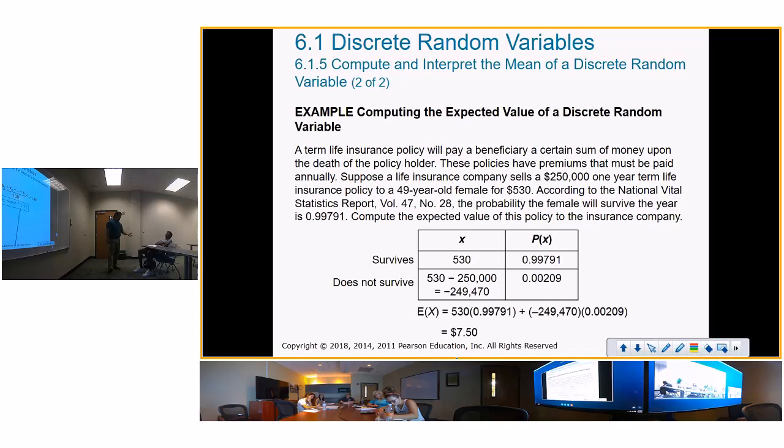All right? But this one even tells you what the probability of somebody living is. So it gives you that probability, and all you have to do is find the complement. Now, luckily, it's not 18-year-old males, because the probability of an 18-year-old male living is not 0.99791. What do you think the probability of an 18-year-old male surviving is? About 0.89.